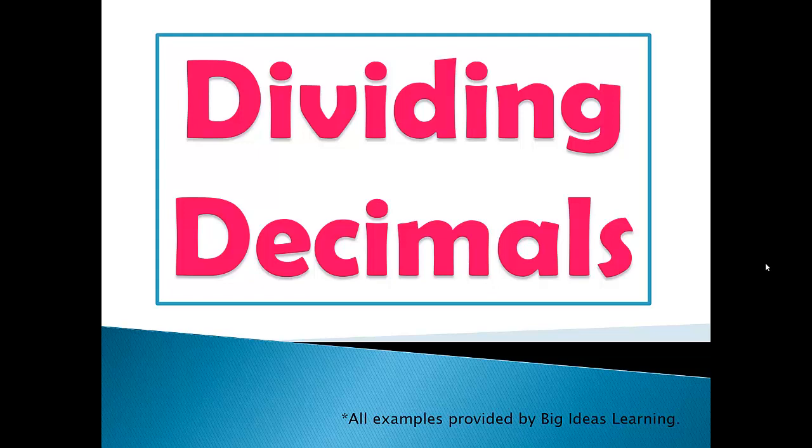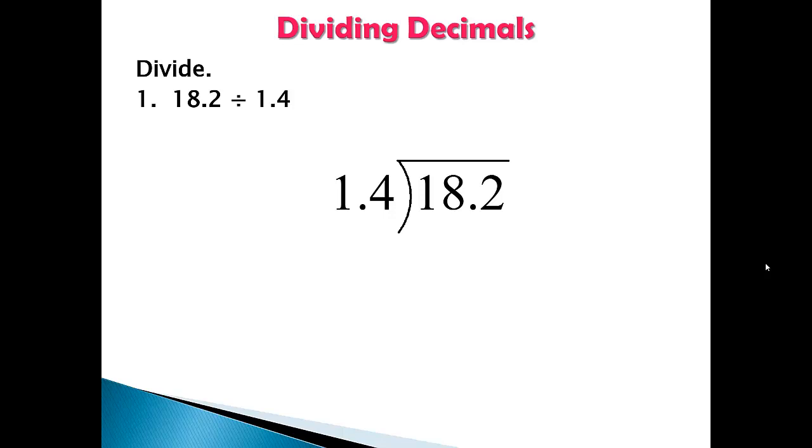Today's lesson is on dividing decimals. For number 1, we're going to divide. We have 18 and 2/10 divided by 1 and 4/10. 18 and 2/10 is our dividend, so it goes underneath. 1 and 4/10 is the divisor. It's the number we're dividing by, so it goes on the outside.